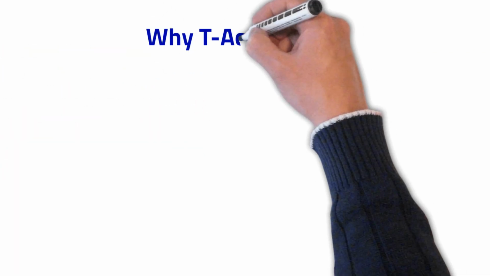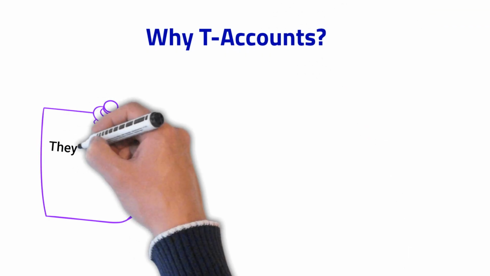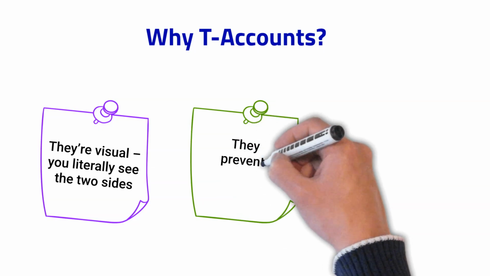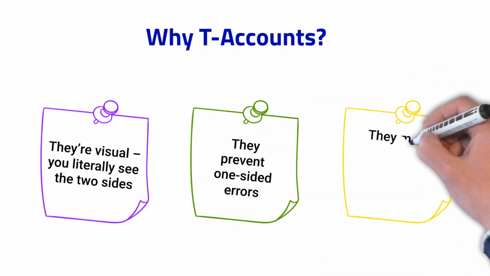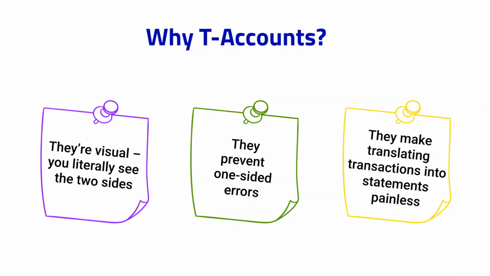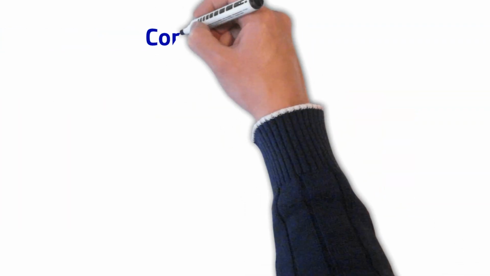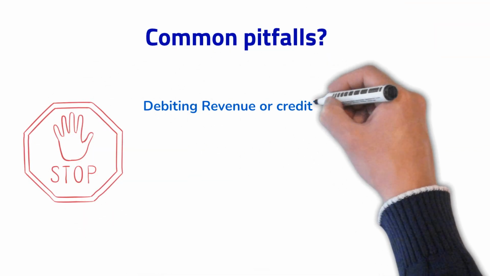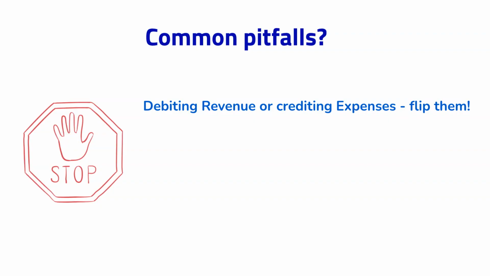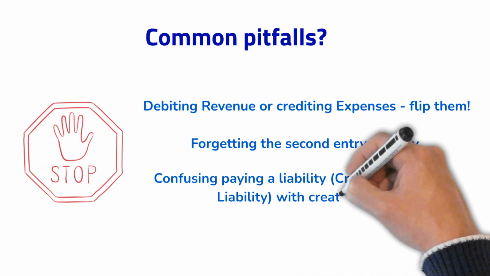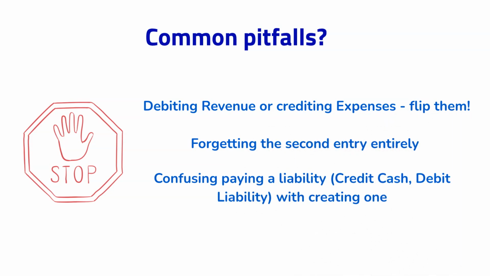Why do beginners love T accounts? They are visual, you literally see the two sides. They prevent one-sided errors. And they make translating transactions into statements painless. What are the common mistakes? Debiting revenue or crediting expenses. Flip them. Forgetting the second entry entirely. Confusing paying a liability, which would be credit cash and debit liability, with creating a new one.